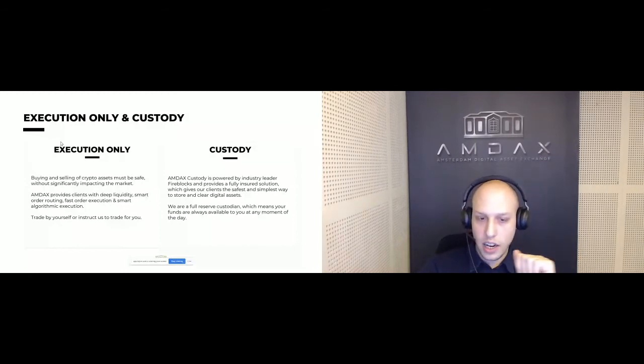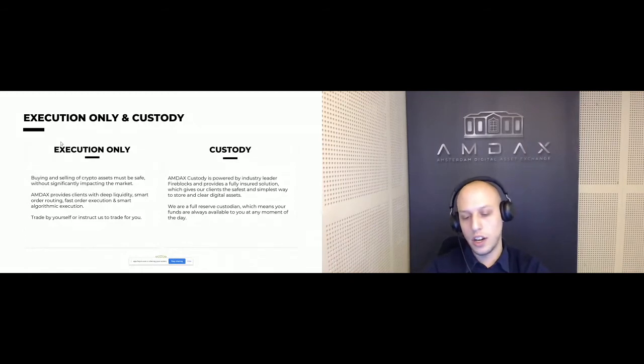Custody, on the custody side, we work with Fireblocks. They are the most institutional crypto layer for custodian transactions. They use something called multi-party computation.